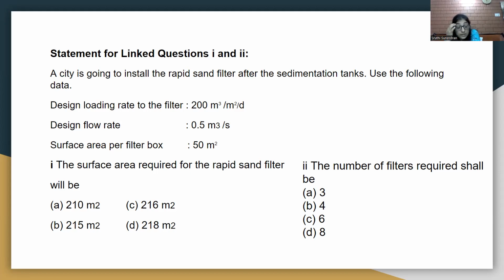Here, the surface area of each filter box is equal to 50 meters square. They're asking the surface area of the rapid sand filter, the whole tank, will be how much? And how much will be the number of filters required? Again, if you see the units of this question, you can pretty much solve this question. If you want, you can try and give me the answers. I'll wait for 1 minute.